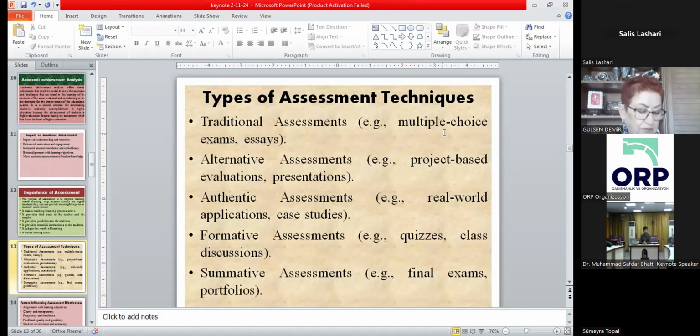These are the types of assessment: traditional assessment, alternative assessment, authentic assessment, formative assessment, and summative assessment.